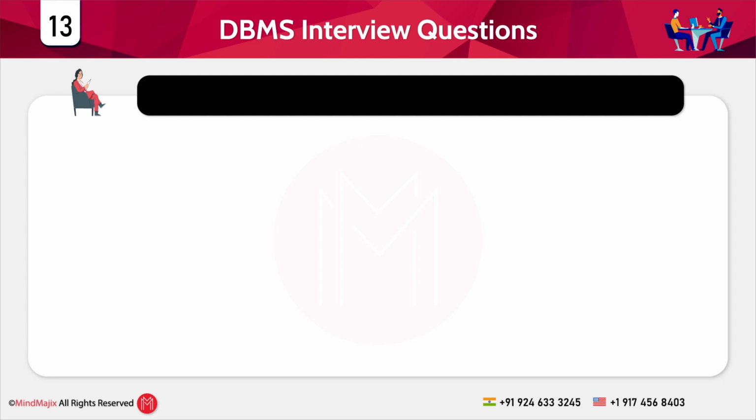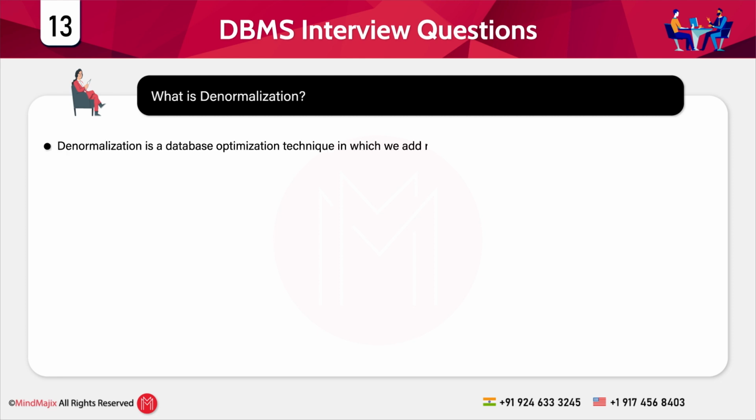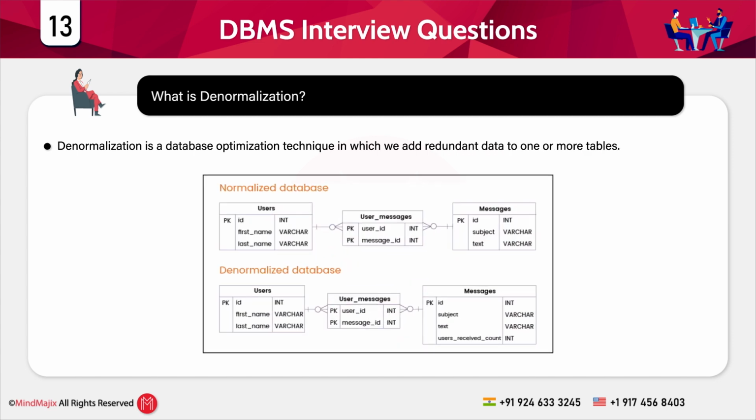The next question is, what is denormalization? So denormalization is a database optimization technique in which we add redundant data to one or more tables. So guys, basically denormalization is exactly the opposite of normalization. And there are a few instances where we need to use denormalization as well.